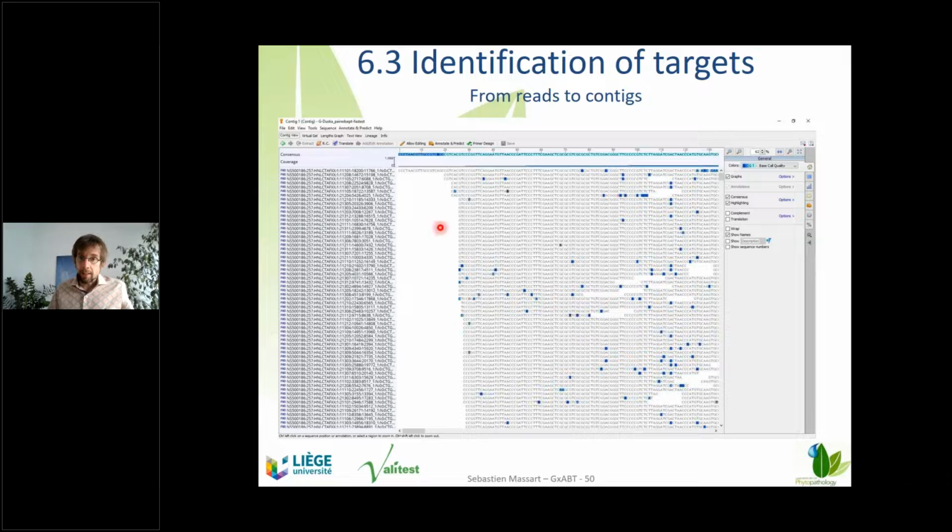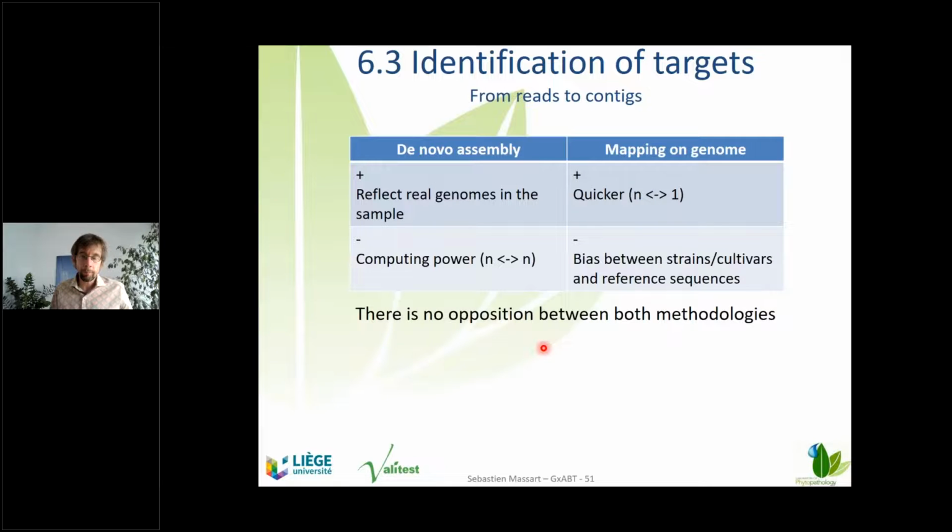It gives you this. Here are all the individual reads with their names, and they have been aligned together. Each blue indication is a mutation compared to the consensus. On a single position, you have hundreds, sometimes thousands of reads. So the de novo assembly reflects the real genomes in the sample.